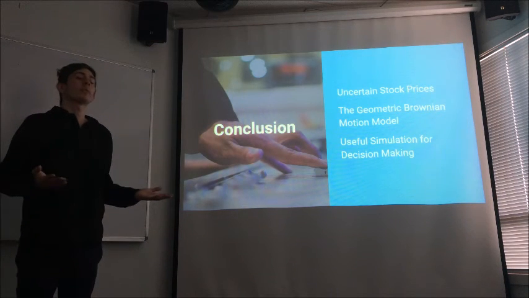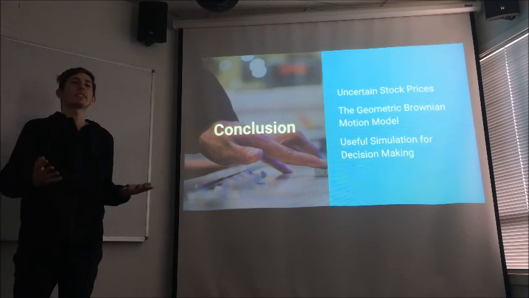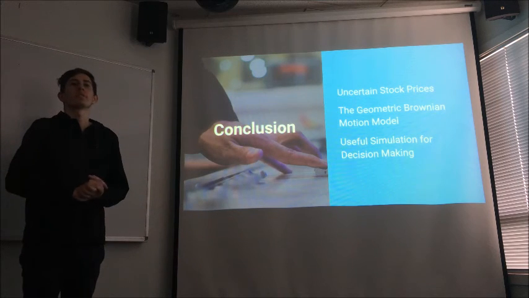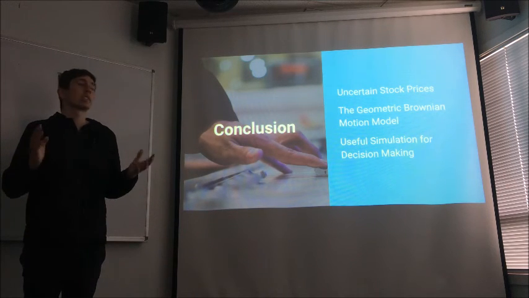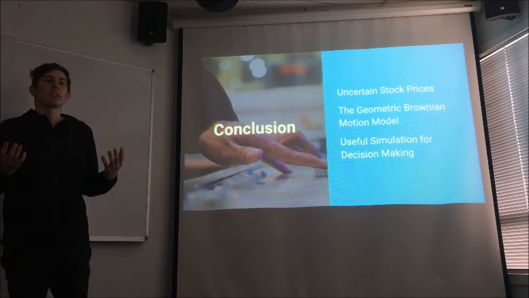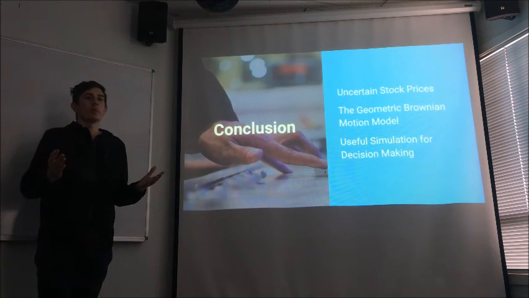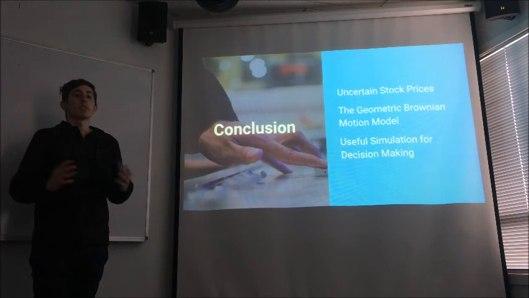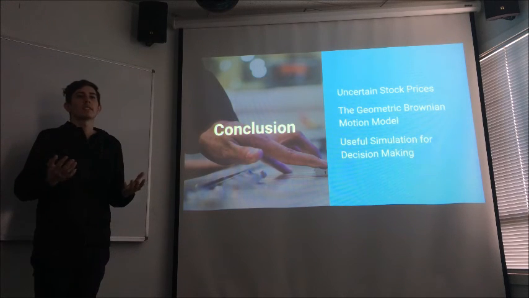So in conclusion, why are we running these simulations? Well, because stock prices are uncertain, and as an investor, you want to know how you can get the best reward for your risk. So to do this, to simulate stock prices so we could decide which stocks work better, we have used the geometric Brownian motion model. And this was used in the equation of this simulation to really simulate these stock prices.